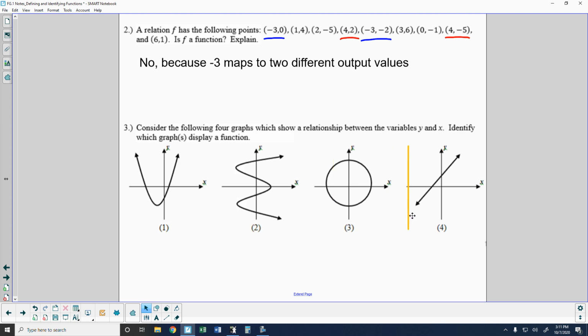You can go further to problem number 4. And as I pass this vertical line through, it intersects only one time. And so each x value has only one y. And so problem number 4 would be a function.